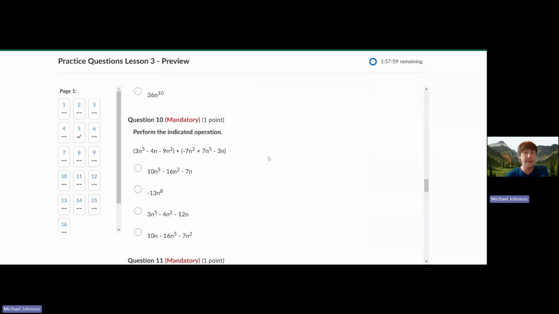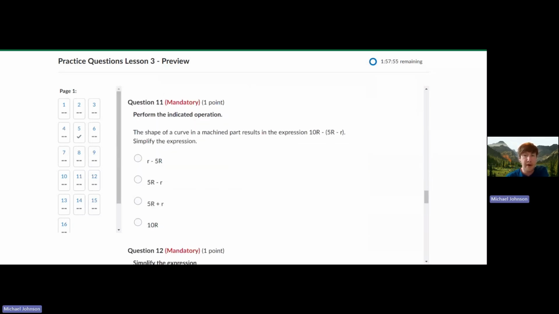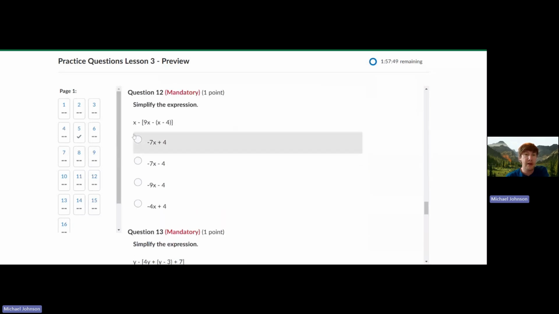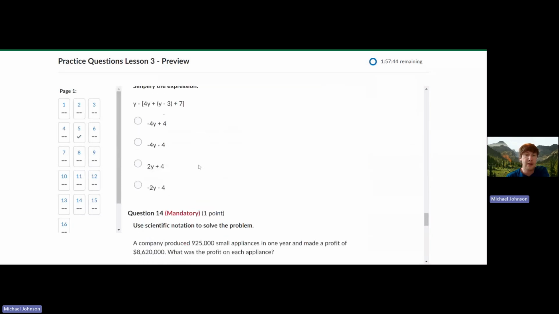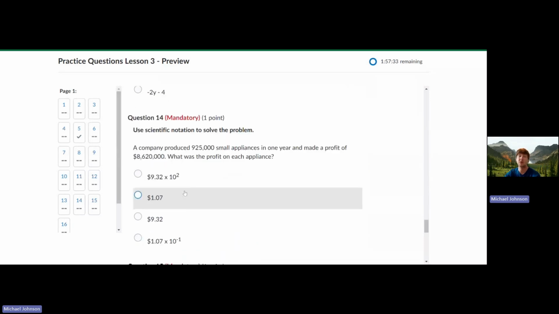So the n to the 5, the n, and the n squared, combine those together. And then simplify the expression, distribute the negative to the 5r, and the negative to the negative r. Simplify this expression, distribute the negatives to the 9x, the x, and the negative 4. Simplify the expression, distribute the negatives to the 4y, to the y here, to the negative 3, to the 7, and then combine like terms.